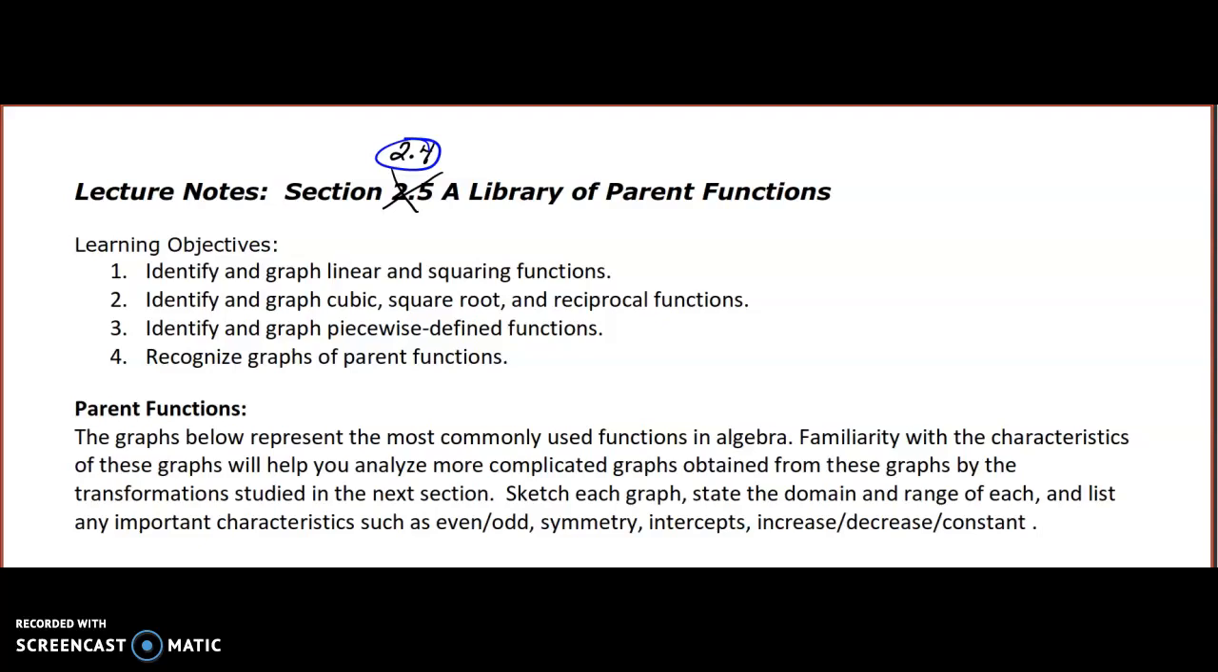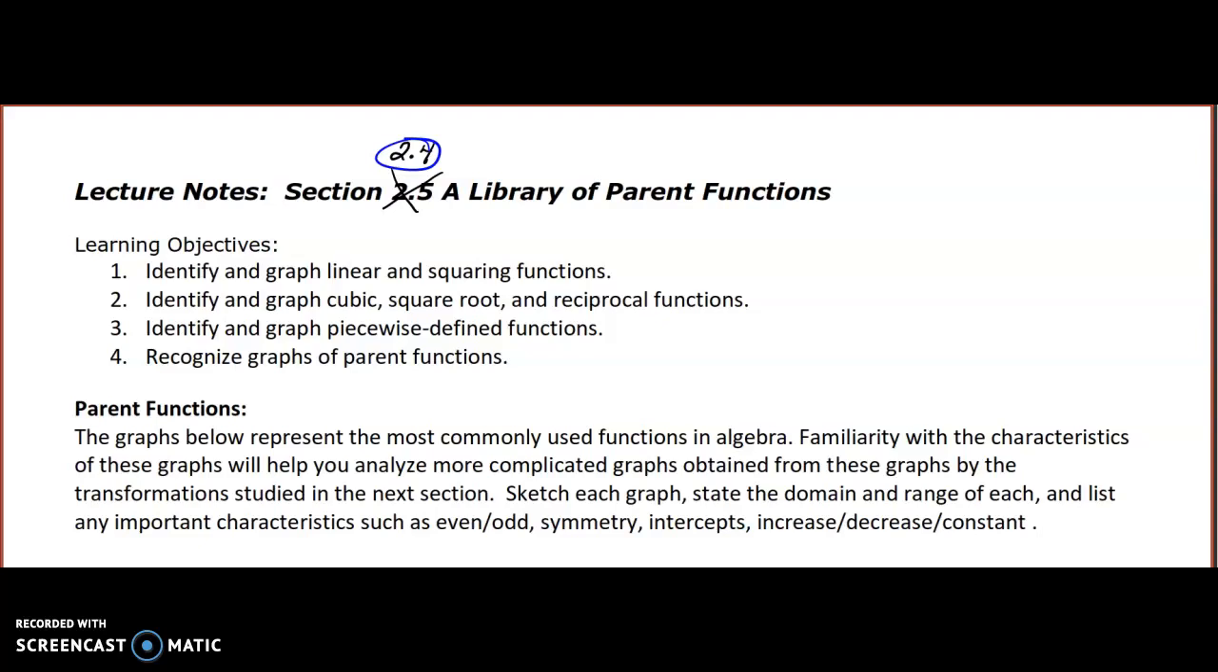Let's take a look at section 2.4, a library of parent functions. In this section, we're going to look at some of the very common algebraic functions we're going to work with here in this course. And those functions are the squaring, square root, cubic, reciprocal function, linear functions.